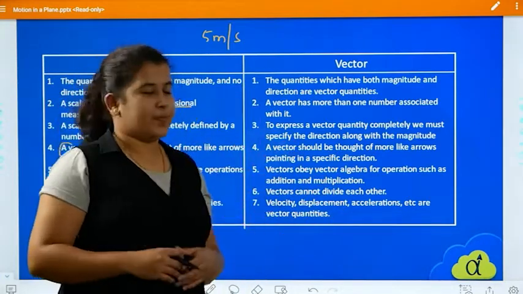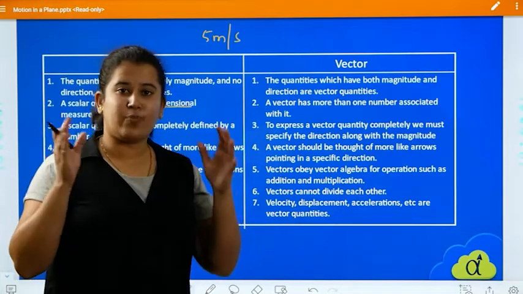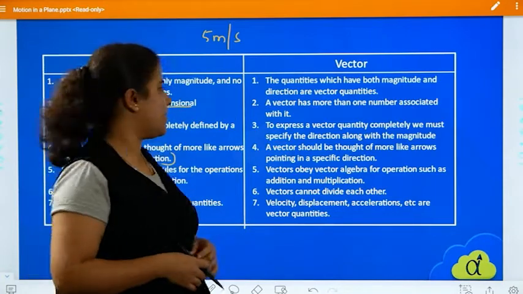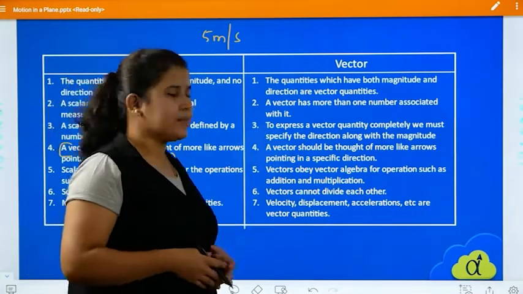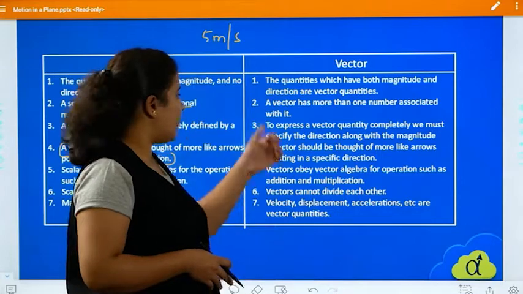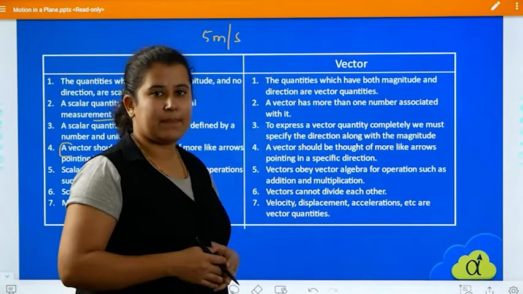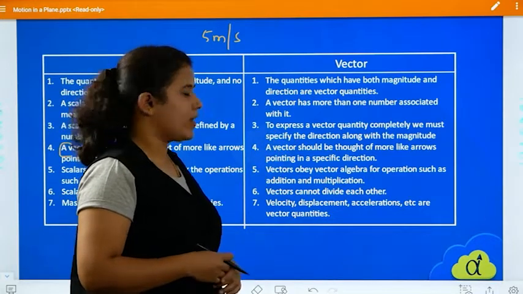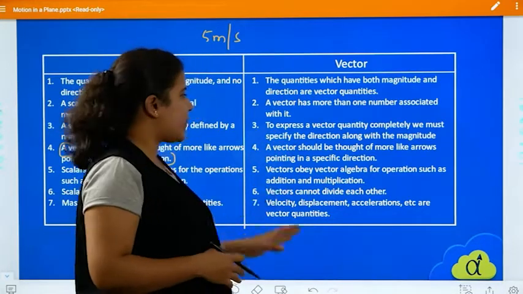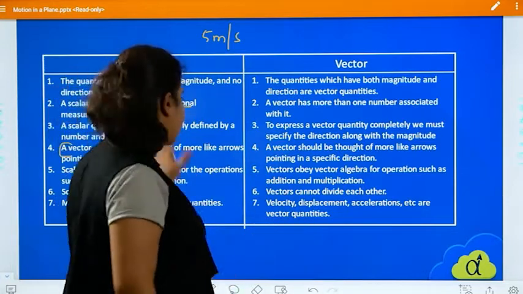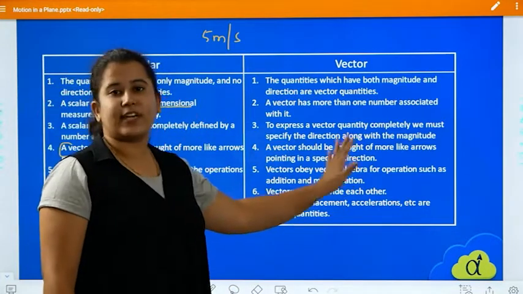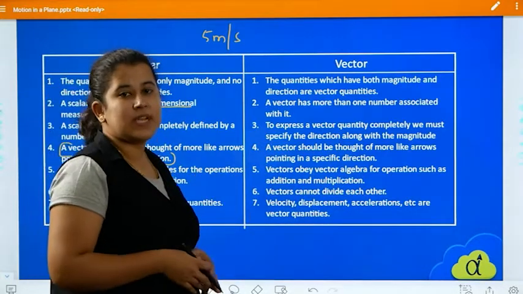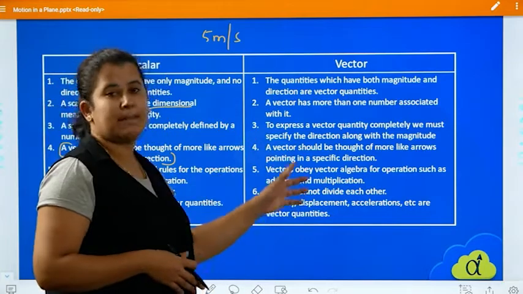Coming to the vectors now. The quantities which have both magnitude and direction are called as what? Vector quantities. A vector has more than one number associated with it. So a vector, how many numbers does it have? One number which is associated with it. Then to express a vector quantity completely, we must specify the direction along with the magnitude. So in the case of scalars, the direction was not to be specified, but in the vector, it has to be specified with the direction, that is, with the magnitude.